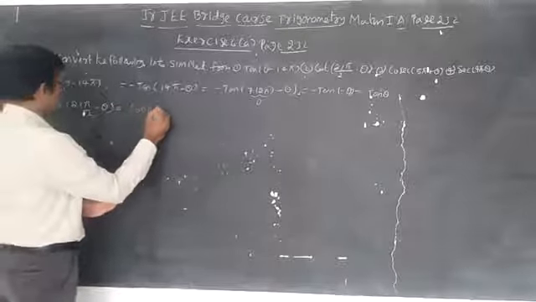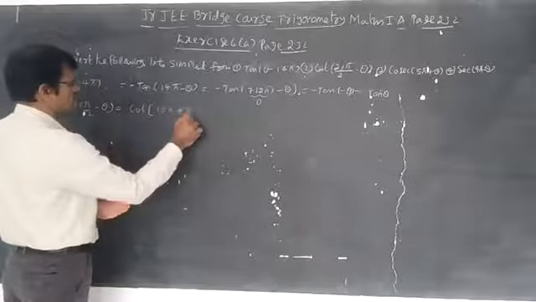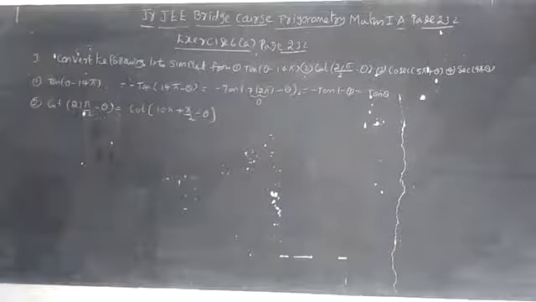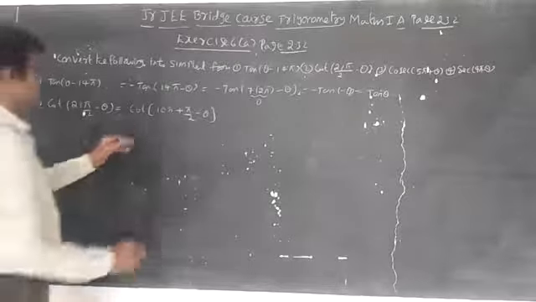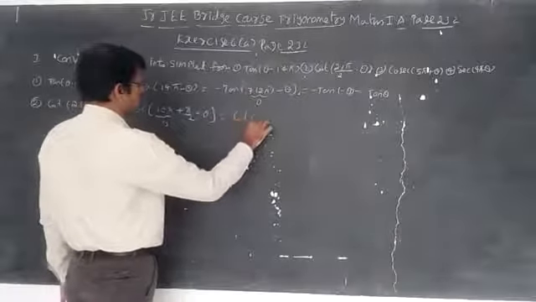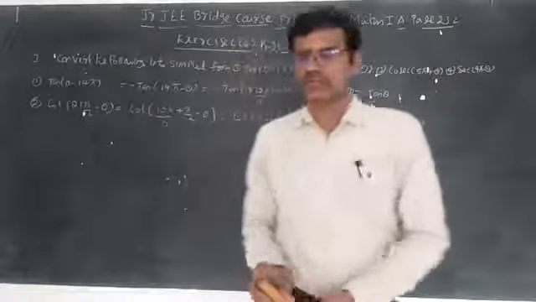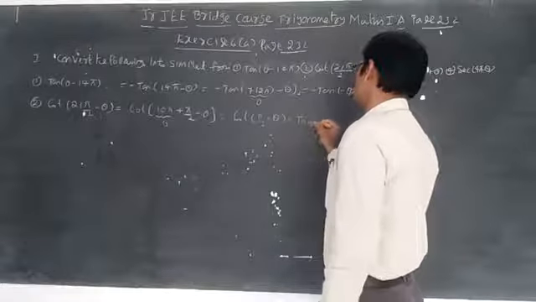Cot of, in the way 10 pi, write like this, it is better: 10 pi plus pi by 2 minus theta. So cot of 10 pi plus pi by 2 minus theta. Cot of 10 pi is nothing but 0, so 0 plus pi by 2 minus theta. So better to write like this: cot of pi by 2 minus theta. Pi means 180, pi by 2 means 90. So cot of 90 minus theta becomes tan theta.